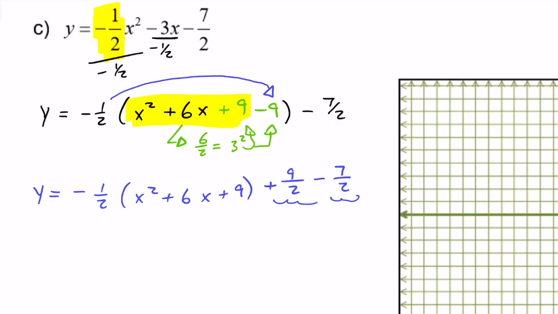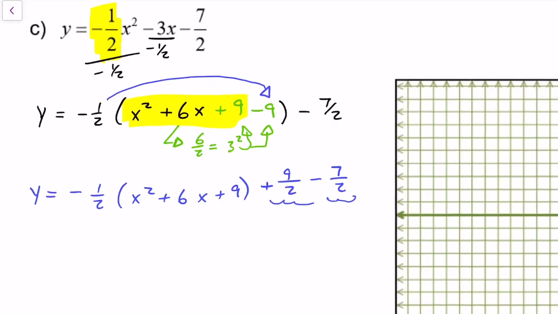So I end up with factoring the x squared plus 6x plus 9. I get y equals negative 1/2. Remember, add to 6, multiply to 9. 3 times 3 is 9. 3 plus 3 is 6. So it's just x plus 3 squared. 9 minus 7 is 2, over 2 is 1. So this is just going to be plus 1.